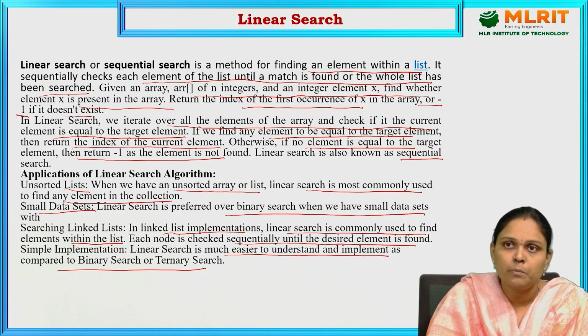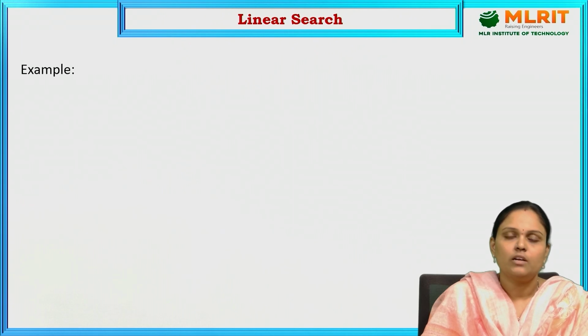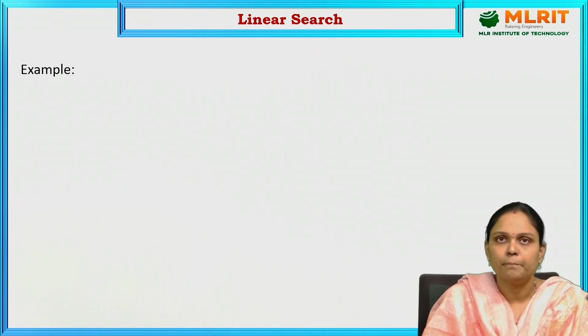So that element you are comparing with each and every element in an array. So this is the concept of the linear search. So we'll discuss it with some examples.